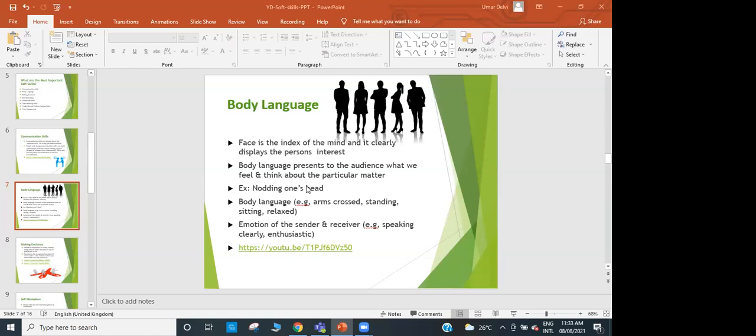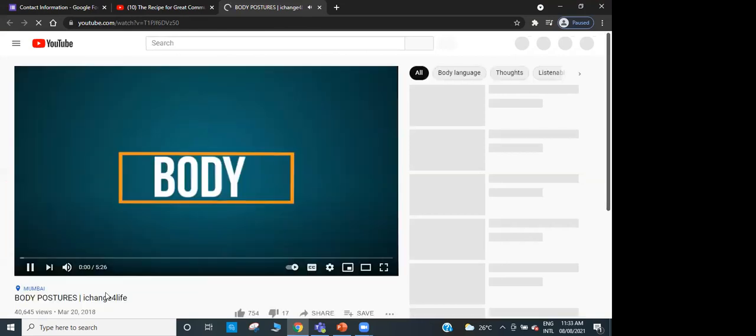So here we are going to see another quick video, which will show us how body language is perceived, right? So as you correctly said, it's a lot to do with your face, the way we interact, the way we shake hands, or what we do with our hands. Body posture.